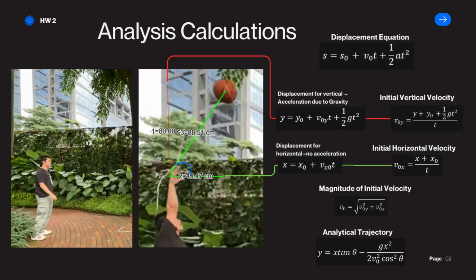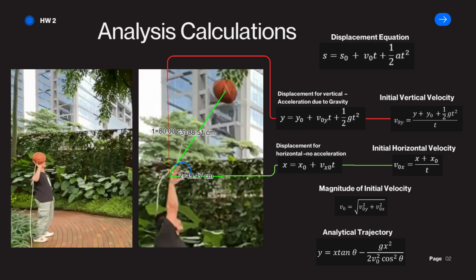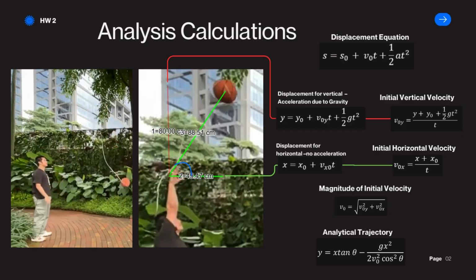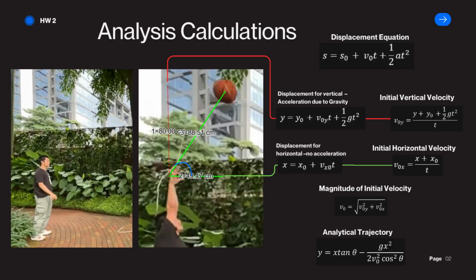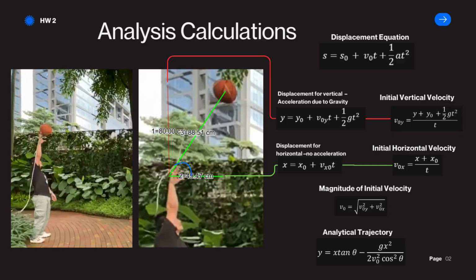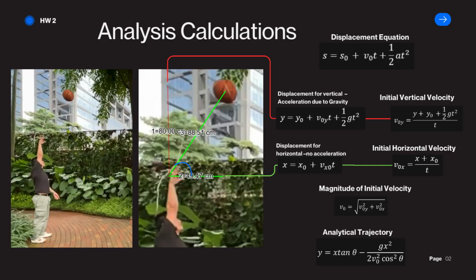And so the equation is equal to the initial position of the ball added to the initial vertical velocity multiplied by time, added to half of the acceleration due to gravity multiplied by time squared. From this equation, we can rearrange to get the initial vertical velocity, which is the final position minus the initial position minus half of the acceleration due to gravity multiplied by time squared, all divided by time.